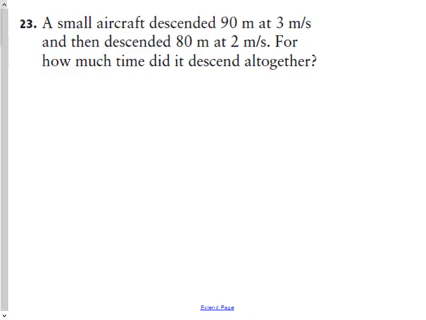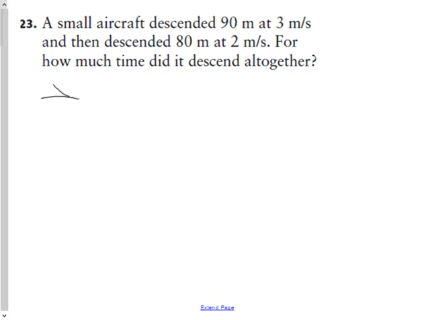Your second last question is 23, where it says a small aircraft descends 90 meters at 3 meters a second and then descends 80 meters at 2 meters a second. For how much time did it descend altogether? How many of you tried to draw a picture first? Okay, if you did or didn't, it's a good idea whenever you have to wrap your head around the context of a story problem to do your best to draw it.